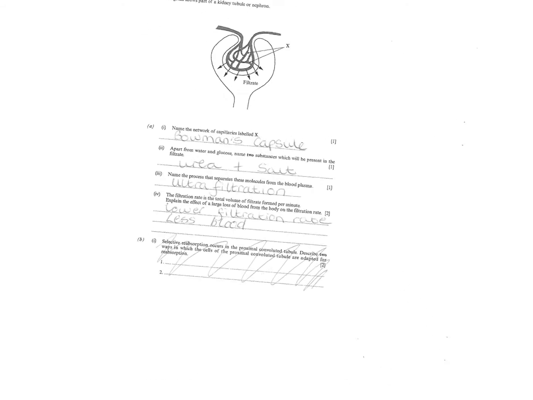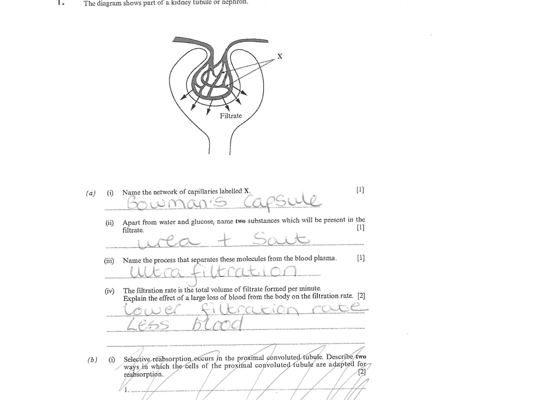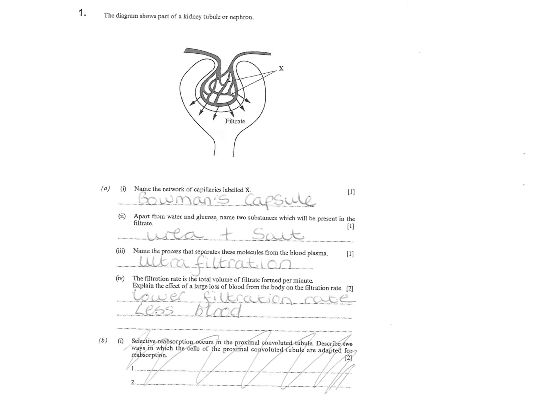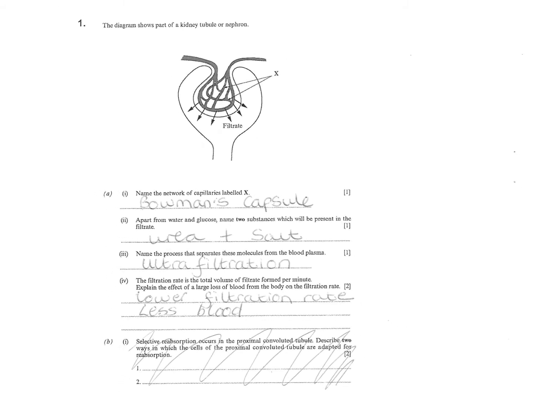So this is all the triple biology questions on the kidney that you could potentially be asked. What is the name of the network of capillaries labelled X? That would be known as the Bowman's capsule or the capillary network. Some of these questions come from A-level past papers, so that's why they might be a little bit harder than you may think.